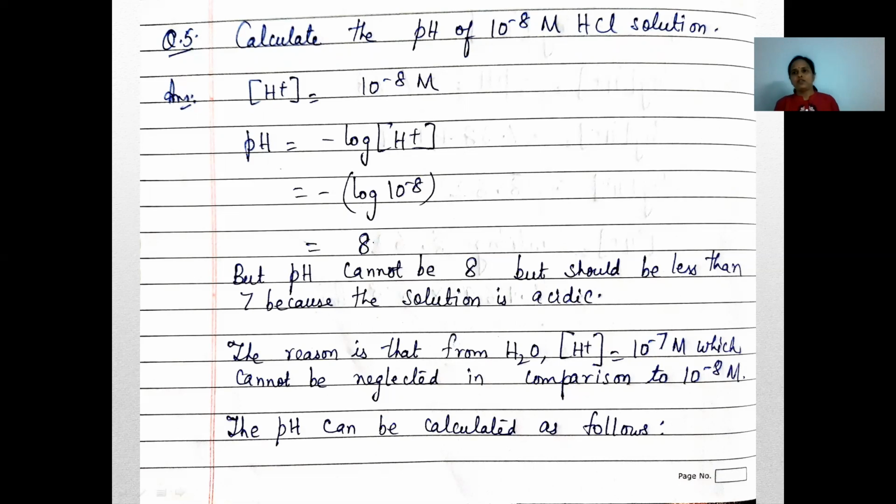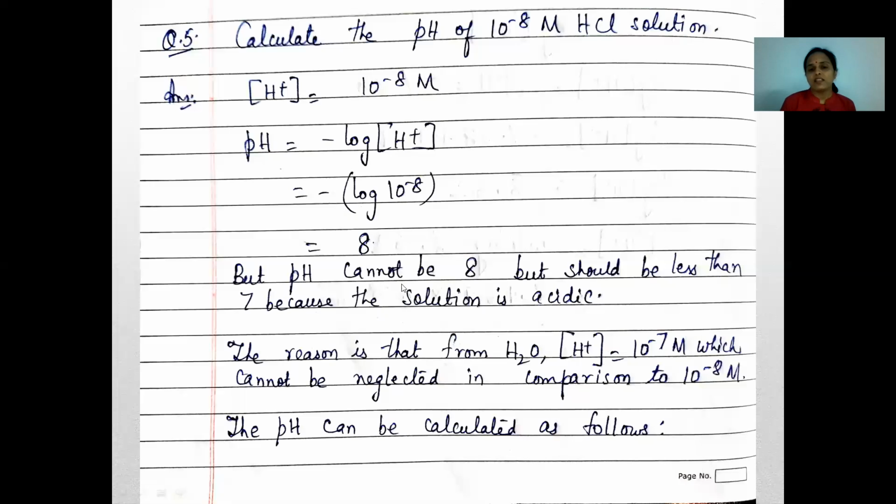But since it is hydrochloric acid, it is an acid solution, we cannot get the pH above 7. It should be below 7. So here we are getting 8. So since pH cannot be 8, it should be less than 7. As the solution is acidic in nature, we should get this value less than 7.